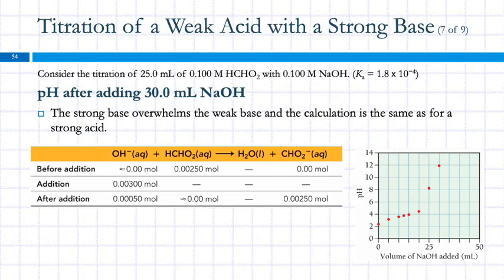Past the equivalence point. We're adding more hydroxide than there was weak acid. So the hydroxide overwhelms the weak base that gets formed, and the calculation ends up being the same as for a strong acid. We could calculate the contribution from the weak base, but it's going to turn out to be so small that it doesn't matter.